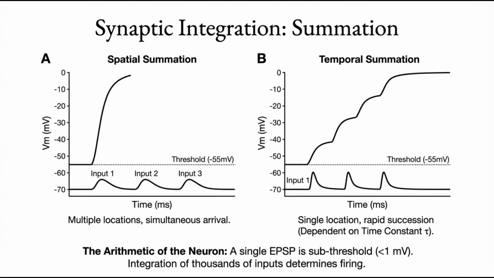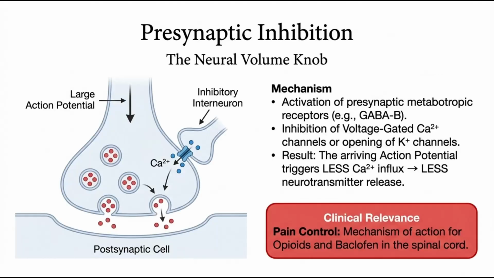The slide mentions the time constant, which is represented by the Greek letter tau. That's a biophysical property of the membrane. It's a measure of how quickly the membrane forgets the previous signal, how fast the voltage decays back to rest. If the membrane holds onto the charge for a long time, temporal summation is much easier. If it forgets instantly, you can't summate in time. Fascinating.